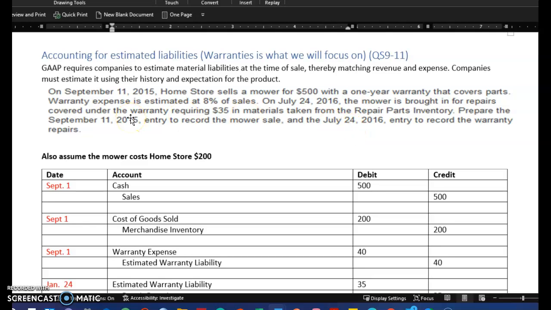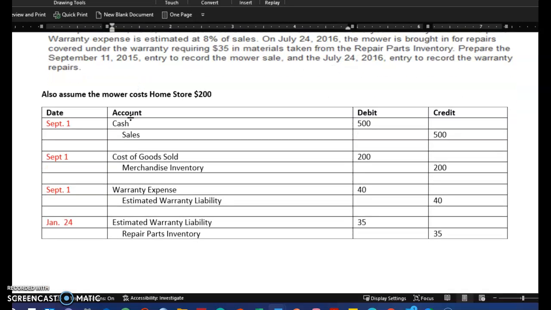Now, luckily, they're not asking us about sales tax in this one. So that would be realistic, right? You buy a lawnmower from Home Depot, they charge you a sales tax, okay? So don't think that's going away. They're just not making us do it on this one.